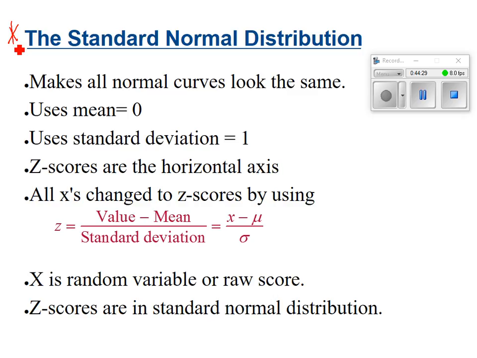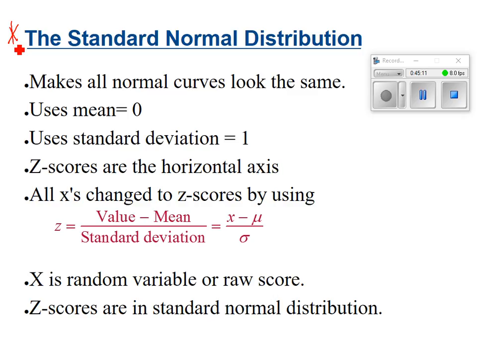Makes all normal curves look the same, uses the mean as 0, uses standard deviation as 1. Z-scores are on the horizontal axis, so this is changing everything into something where we can compare them all. And just like on the calculator, not have to change our scale. So if we wanted to compare your history exam scores to your math exam scores, we could change them all into one standard score, which is a Z-score.